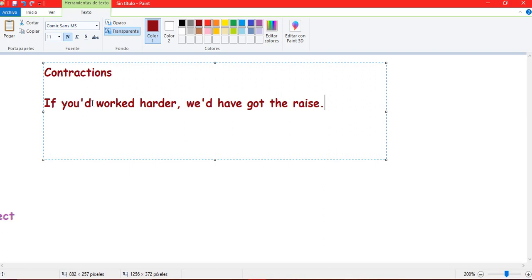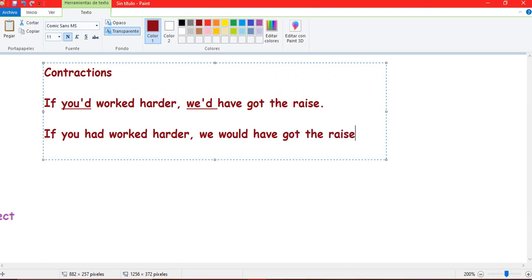Okay, if you'd. But what are the contractions in this case? So you can say, if you had worked harder, we would have got the raise. So we're making contractions of had. Okay, so this is what we're contracting here.